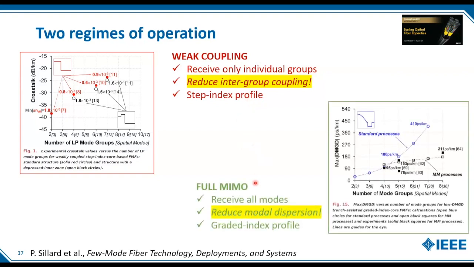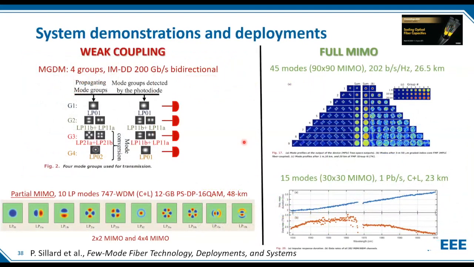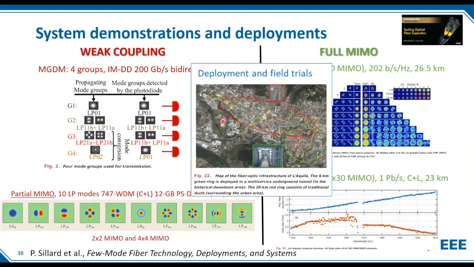The second regime of operation is called full MIMO. In this case, all the modes are received at the same time. And here it is imperative to keep modal dispersion as small as possible. And in this case, the solution of choice is a graded index profile. The paper reviews the main design criteria for these fibers. It also reviews the main transmission experiments performed in the two regimes of operation, as well as field trials and real-time implementations, and also the first deployment of cabled few mode fibers, which again happened to take place in the city of L'Aquila.